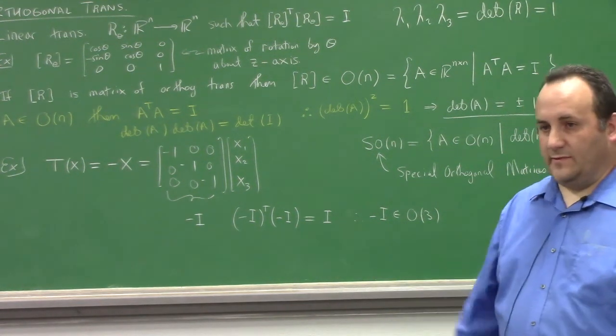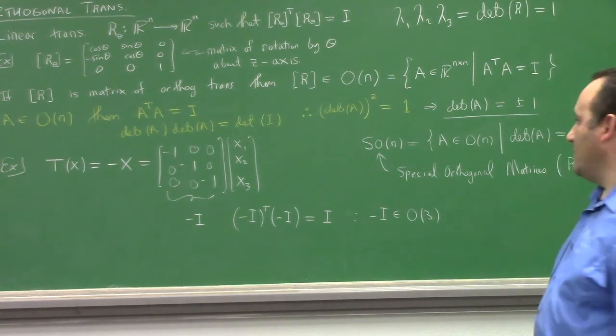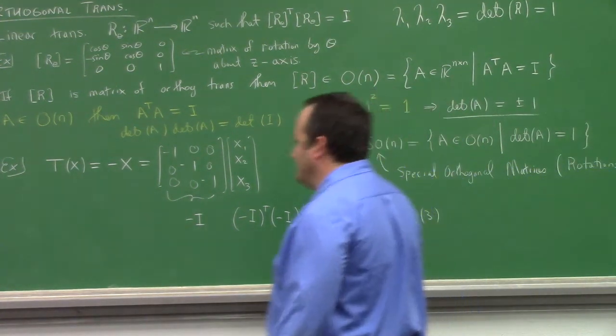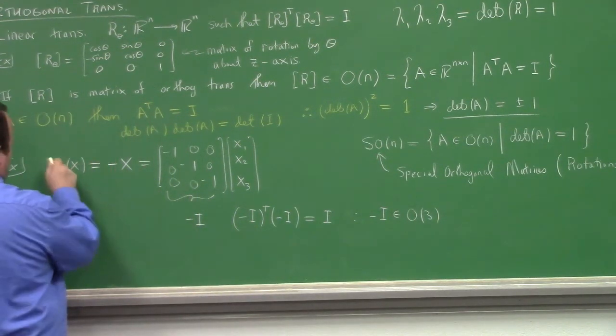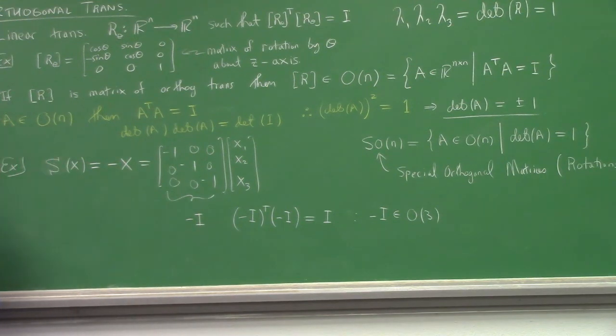And in fact, this mapping is what we call a reflection. So, negative x is equal to that matrix times the vector x. I'm taking n equal to 3 for the sake of discussion. And so that's negative the identity matrix.